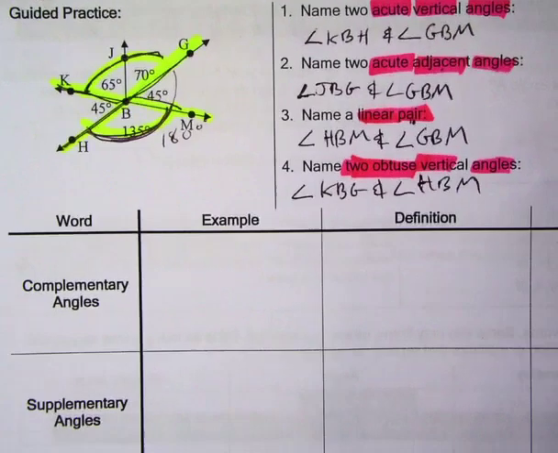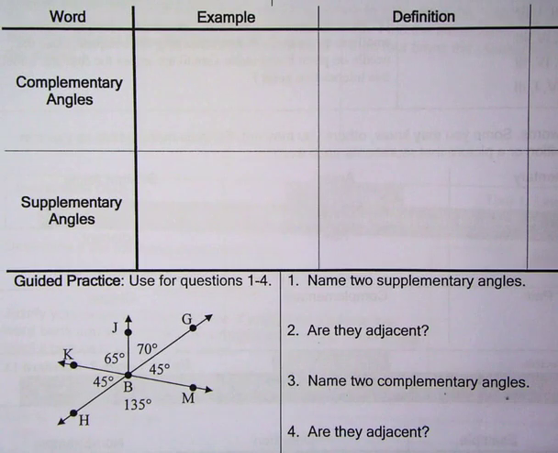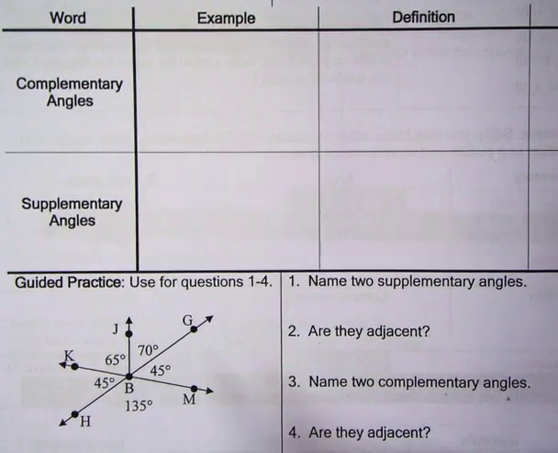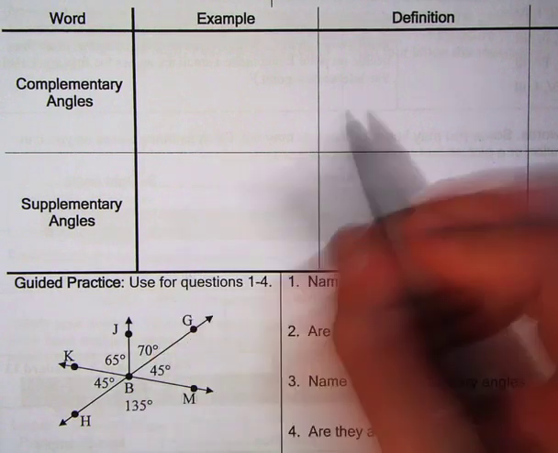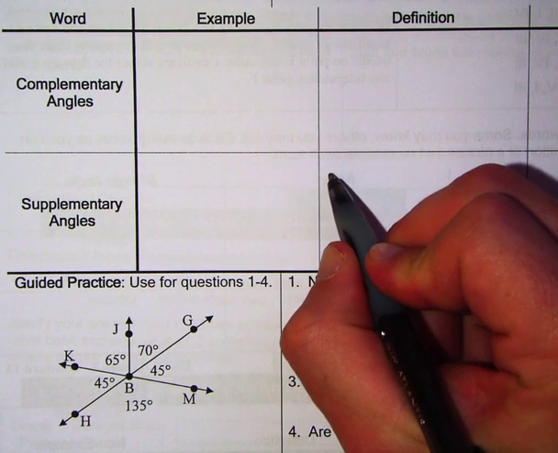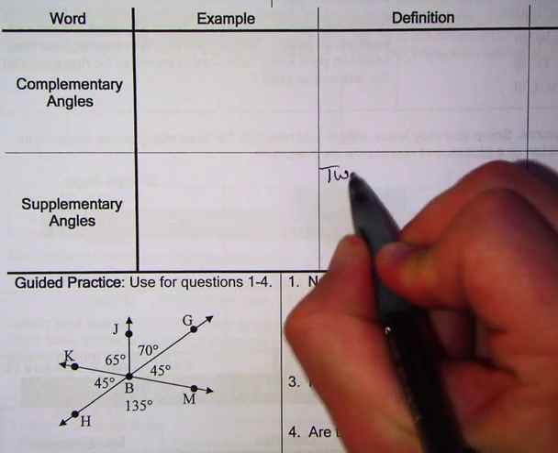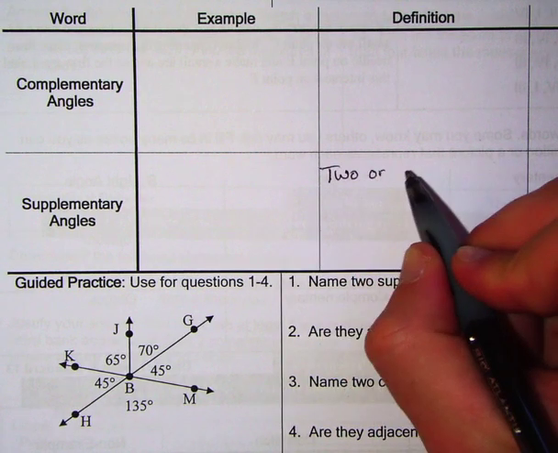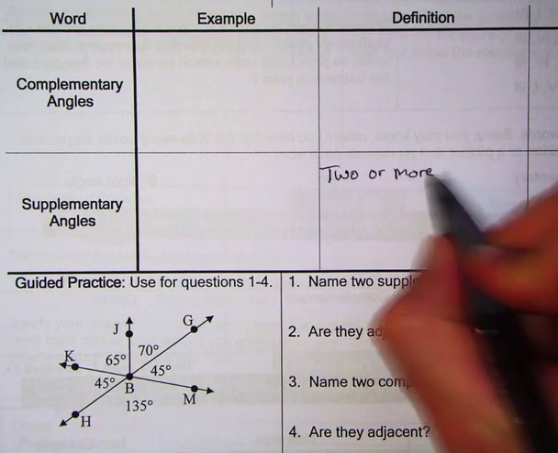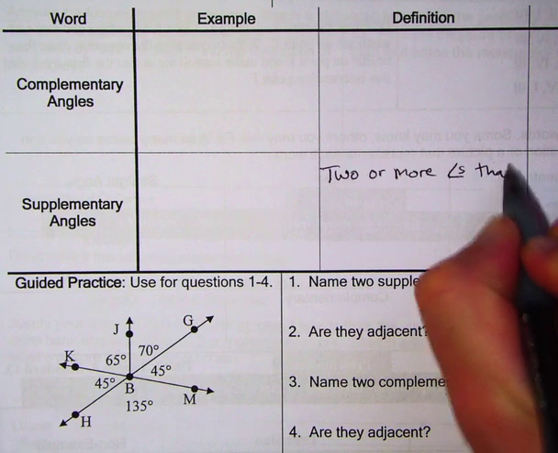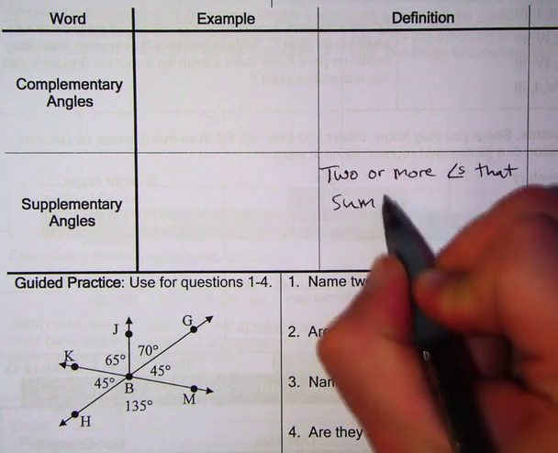Okay, so there's really only two more vocabulary words we're going to have to go over, and it's complementary and supplementary. We already talked about supplementary. Okay, supplementary are going to be two or more angles. You could have more than just two. Two or more angles that sum to 180.